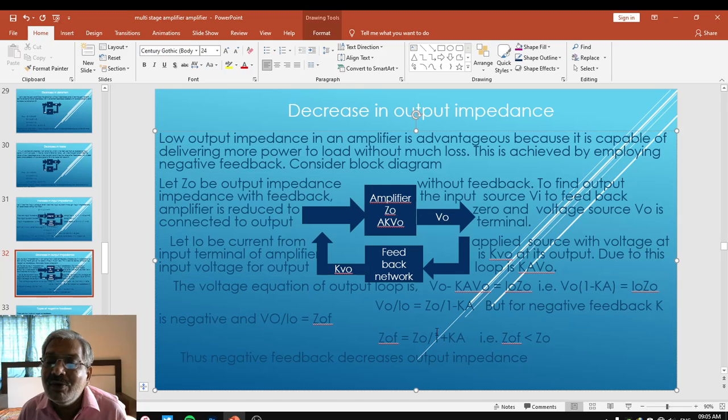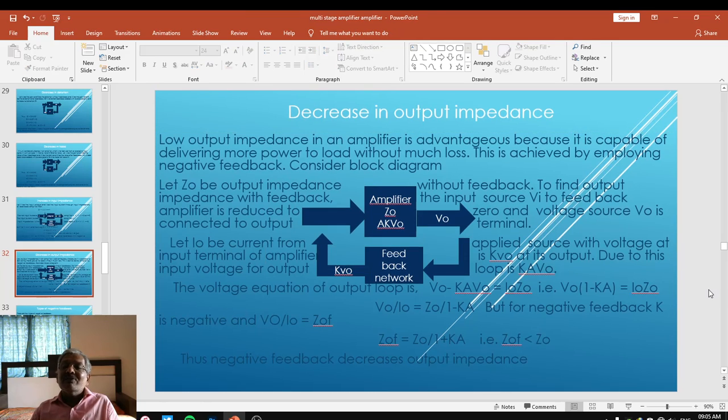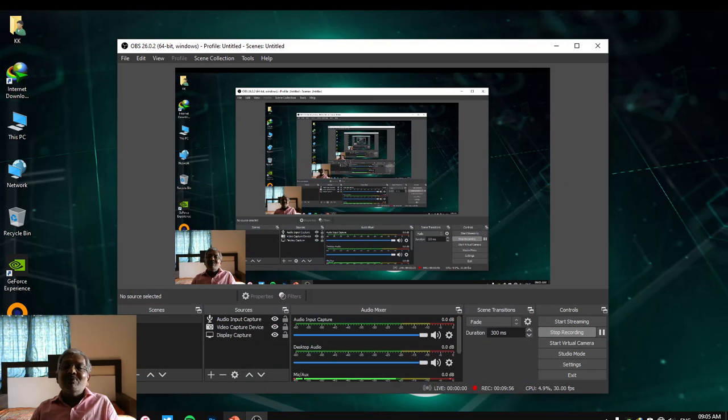As the denominator is larger, ZOF is less than Zo, indicating that when negative feedback is applied, there is a decrease in output impedance, which is most advantageous and can be used to deliver more power without much loss at the output load terminal. Friends, this is how one can prove that there is an increase in input impedance and also a decrease in output impedance.